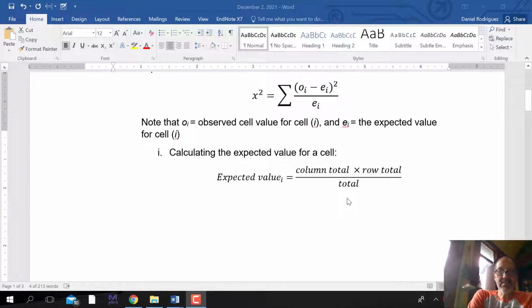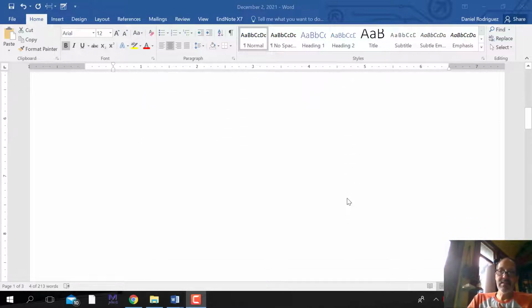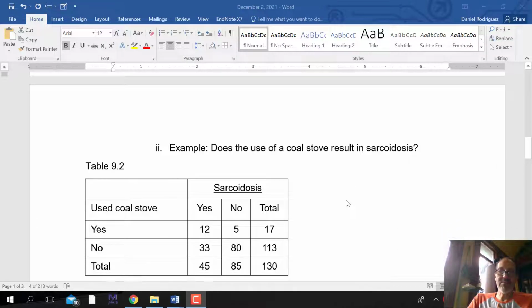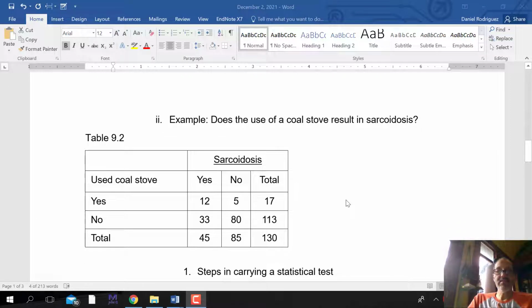We have to calculate the expectation. The expectation is calculated by the column total, and I'll show you what that means in a moment, times the row total divided by the total. It's an interesting equation. It comes from what we call a binomial distribution, where the expected value of the binomial is n, which is the total sample size, times the probability of being in that cell, and it just works out to be this. That's beyond the scope of this course. I'm not going to really show you an example of how that's derived, but you could if you want to.